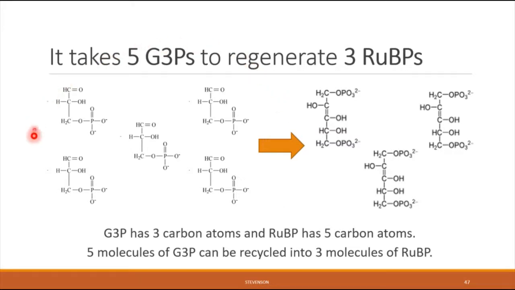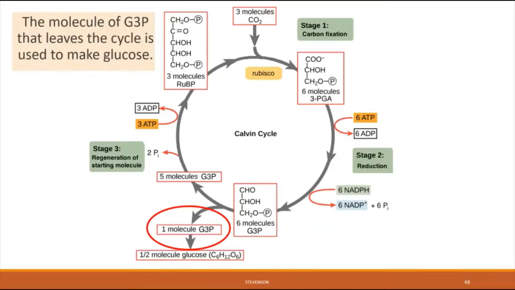If we look at all of the carbon atoms that are in these G3Ps on this side of the arrow, there's 5 separate molecules. Each molecule has 3 carbon atoms. Therefore, there are 15 carbon atoms over here. Because RuBP has 5 carbon atoms, you can only make 3 RuBPs out of the 15 carbon atoms that are brought together in these 5 G3Ps. So 5 G3Ps are recycled into making only 3 new RuBPs. That's what happens to the vast majority of the G3P that reaches this point in the cycle.